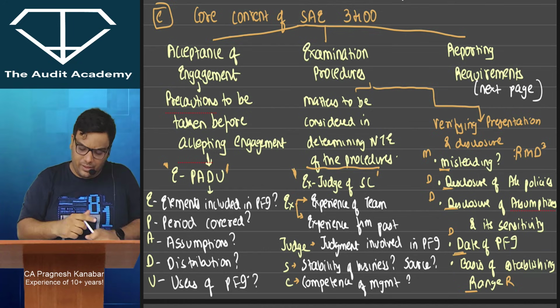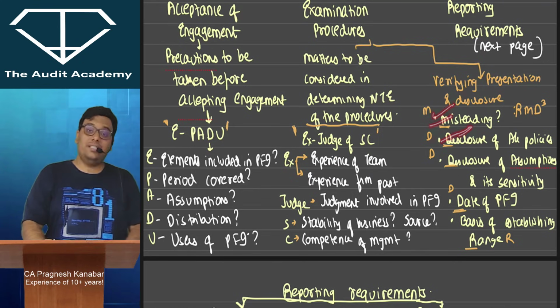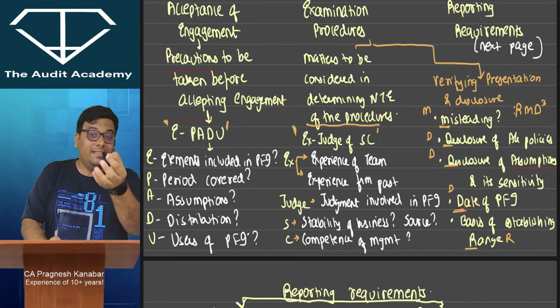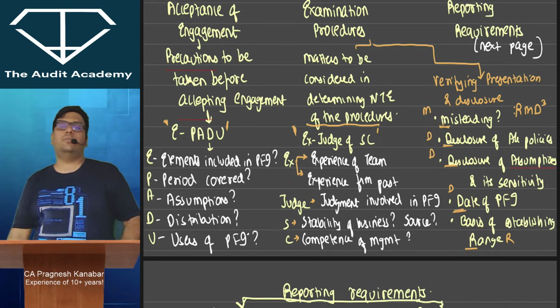So common sense, you can write some points. It should not be misleading. Then disclosure of accounting policies, disclosure of assumptions, how sensitive the assumptions are. The main thing is the date. Dates are very important in our life. All right, and basis of establishing the range.